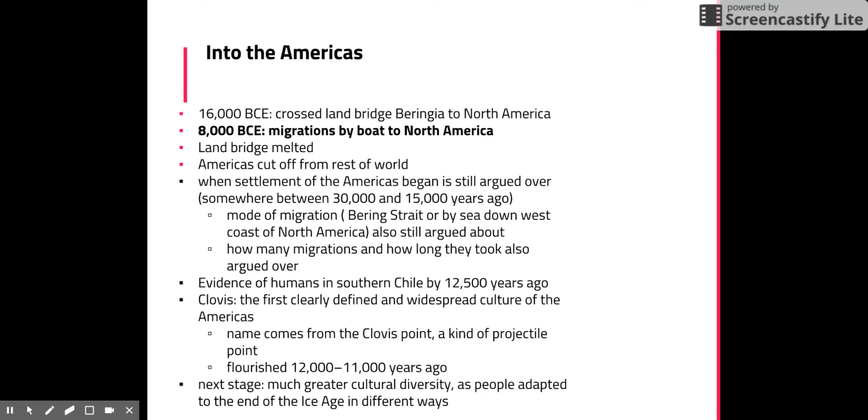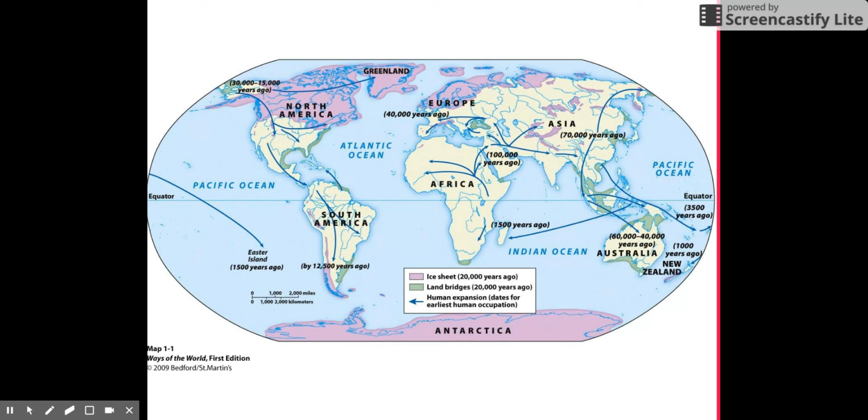By about 12,500 years ago, there's evidence of humans in Chile. So humans have populated the planet. And here we have a map that shows us these migrations. Polynesia was populated much later, and we'll be talking about that later on.